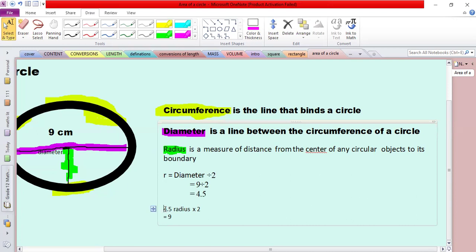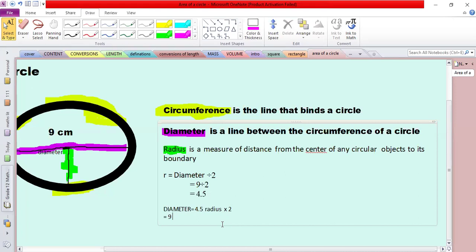Someone asked the question: how do I calculate the diameter using this information? Diameter is equal to the radius, 4.5, times 2. When you calculate diameter, you say radius times 2. When you calculate radius, you say diameter divided by 2.